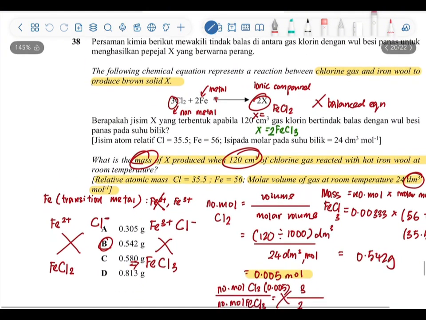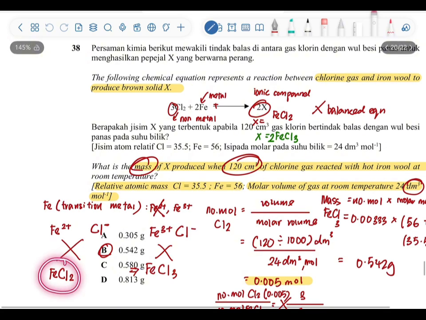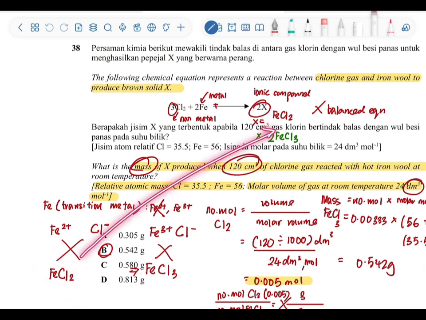So this is FeCl2. If we put this FeCl2 in for the X here, we need to check whether it is a balanced equation or not. So let's put this FeCl2 here.